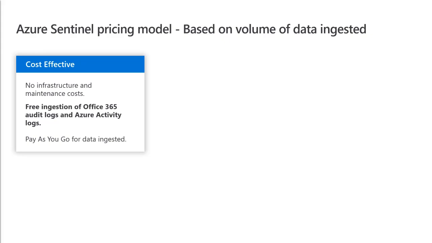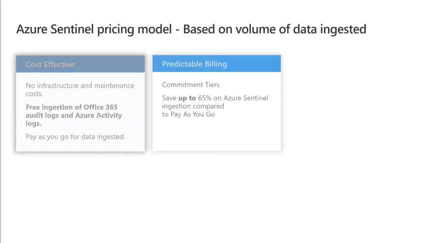Additionally, we provide free ingestion of Office 365 audit and Azure activity logs. By default, our billing model is based on pay-as-you-go for data ingested. However, should you be ingesting more than 100 gigabytes a day, then we encourage you to subscribe to the commitment tiers, which help you realize cost savings. With commitment tiers, you could save up to 65% on the Azure Sentinel ingestion cost compared to the pay-as-you-go rate.